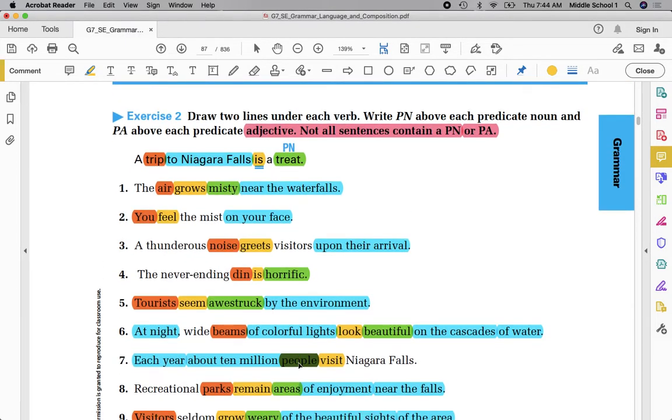Tomorrow, we're going to wrap up and review what we talked about on Wednesday and Thursday concerning the use of a linking verb and its subject complement, a predicate noun or predicate adjective. Again, keep your packets together, and tomorrow we'll wrap up this week's work. Have a great Thursday.